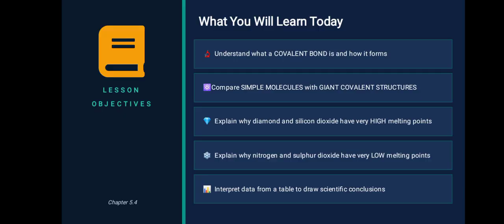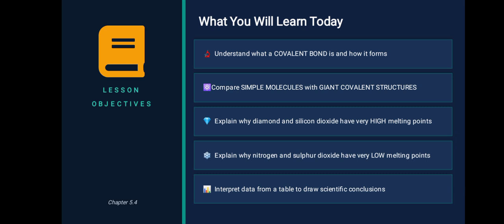Here are our 5 learning objectives for today. First, you will understand what a covalent bond is and how it forms between atoms. Second, you will compare simple molecules with giant covalent structures and know the key difference between them.